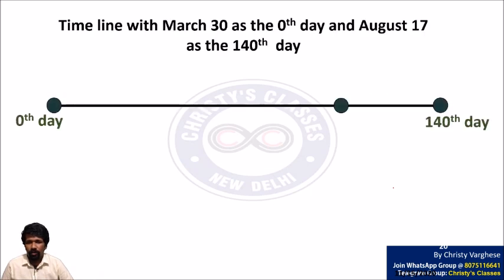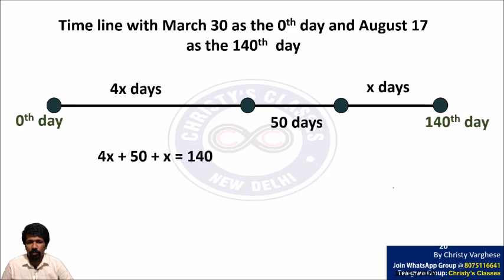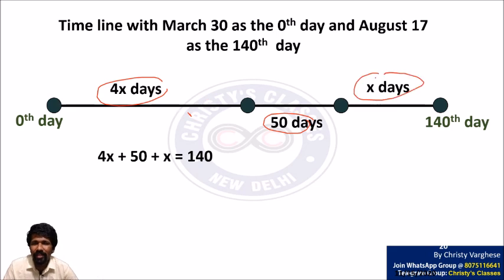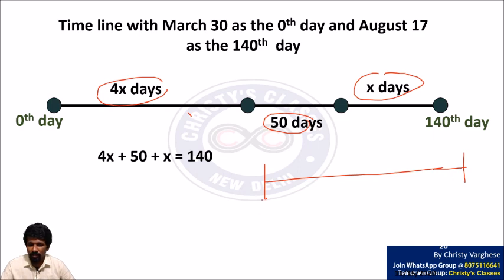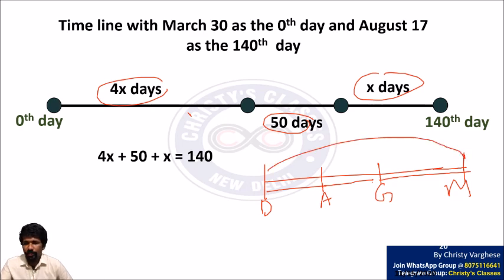So this is what I just told. 0th day and 140th day, you have three things in between: 4x, 50 days, x days. Just think of it as distance. For example, you want to go from Delhi to Mumbai. There are 3 spots in between. Delhi to Agra, Agra to Goa, Goa to Mumbai. That means Delhi to Agra distance, Agra to Goa distance, Goa to Mumbai distance, if you add up, technically you should get the total distance. Same here, it is about days only.